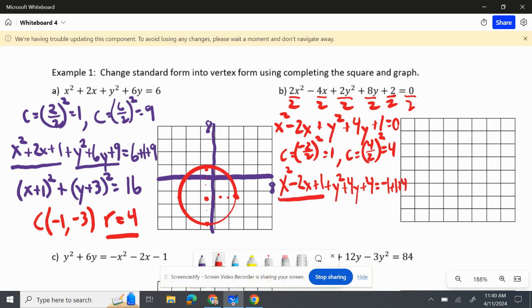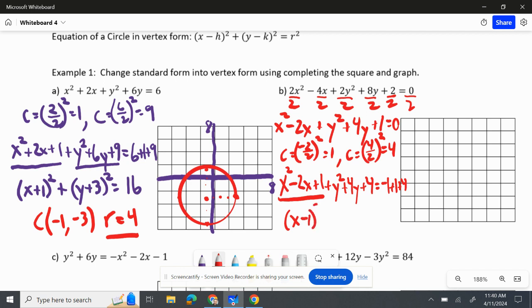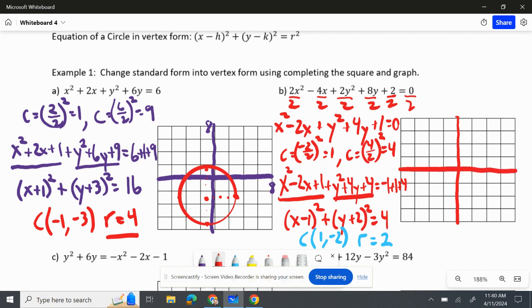I'm going to factor the first one, and that gives me x minus 1 squared. I'm going to factor the second one, and that gives me y plus 2 squared, and that equals 4. So the center of my circle is going to be 1 and -2, and my radius is going to be 2. So I'm plotting the point 1, -2, and since my radius is 2, I go in 2 in all directions, and to the best of my ability, I draw a circle.